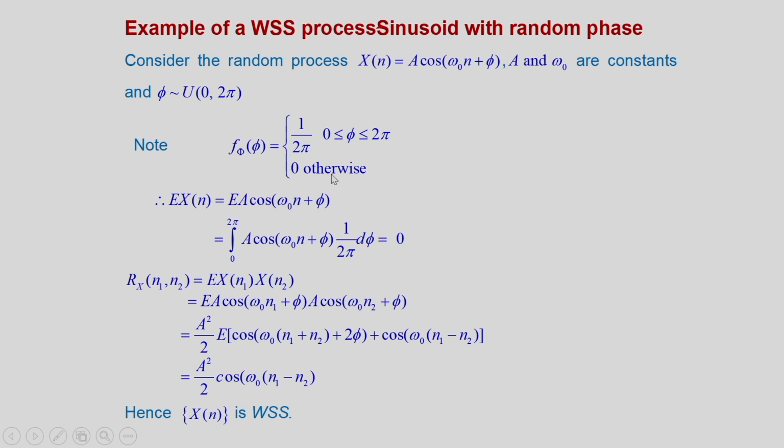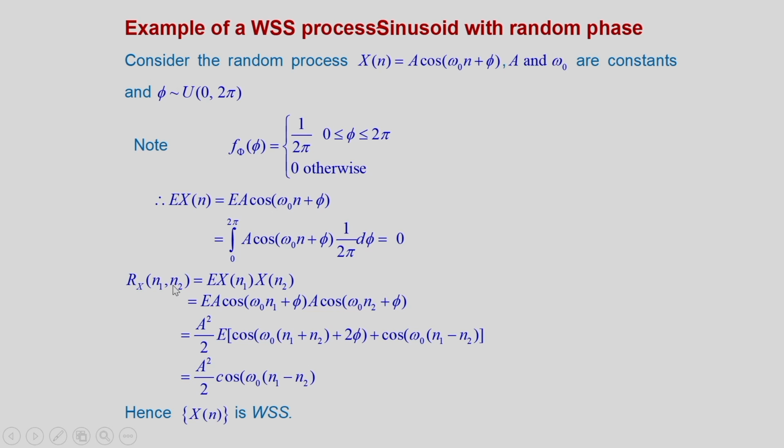Now, how to find E of xn? It is a function of this random variable phi. Therefore, we can find the expectation of this function of a random variable, where the range of the random variable is 0 to 2 pi. Therefore, this is the integration from 0 to 2 pi of A cos(omega naught n plus phi) into 1 by 2 pi d phi. And this is a cosine function over a period. Therefore, the integration will be equal to 0. So, what we see is that the mean is constant.